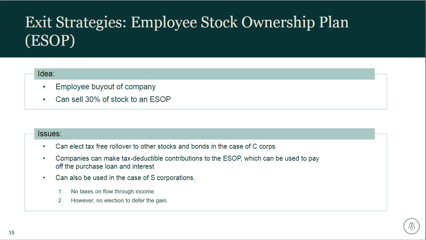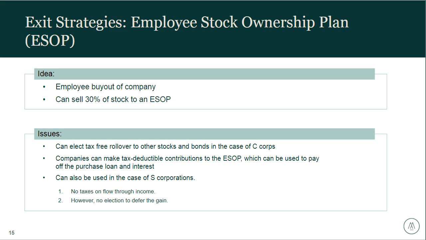The last point is that you can also use this idea with S corporations. The gain can be deferred, but there are some other benefits on the S corporation side, since the ESOP would own an S corporation, and the ESOP itself doesn't pay taxes currently. So this is another way to transition ownership to employees.